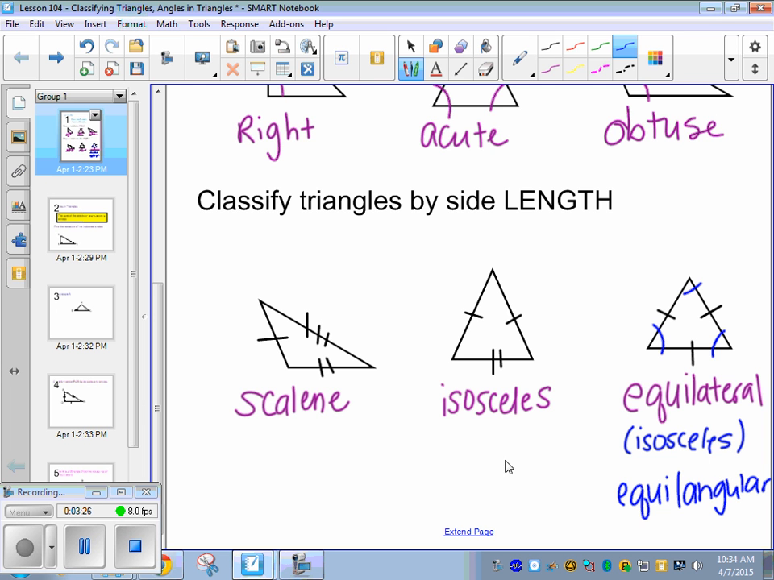And if it's both equiangular and equilateral, it's called regular. All right. There's a lot of words for that guy. Pretty special triangle right there. But the one that I'm looking for when classifying by length is this one.